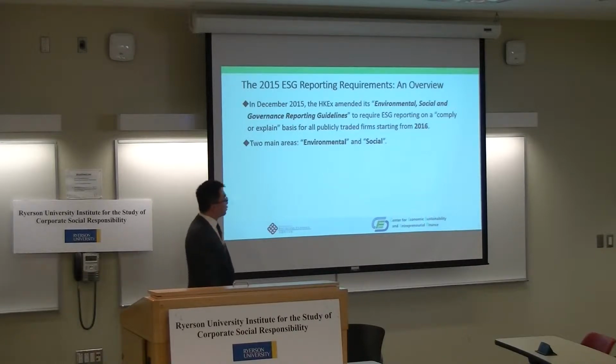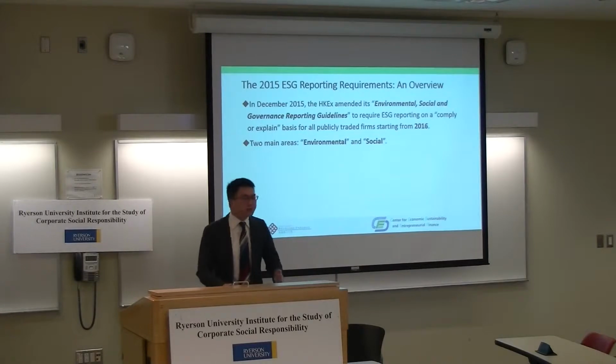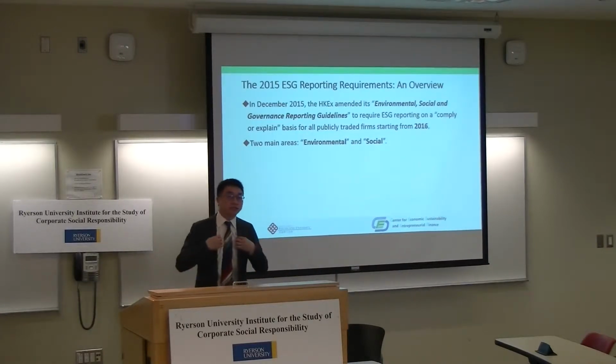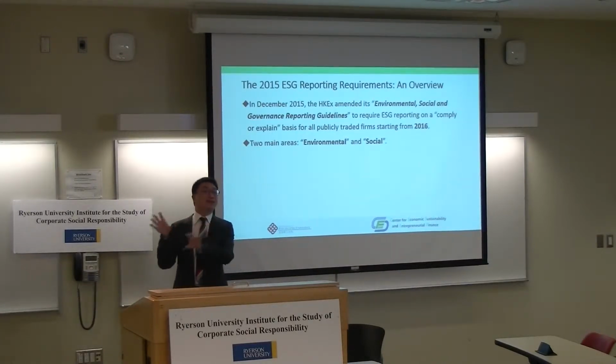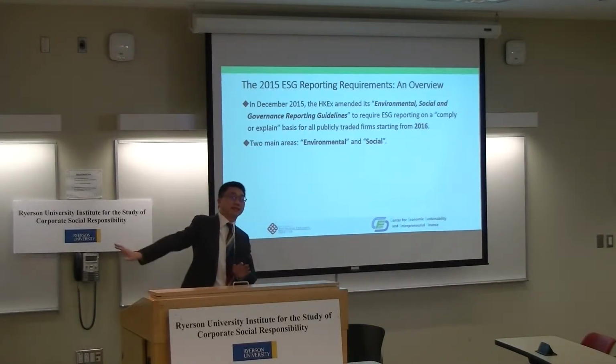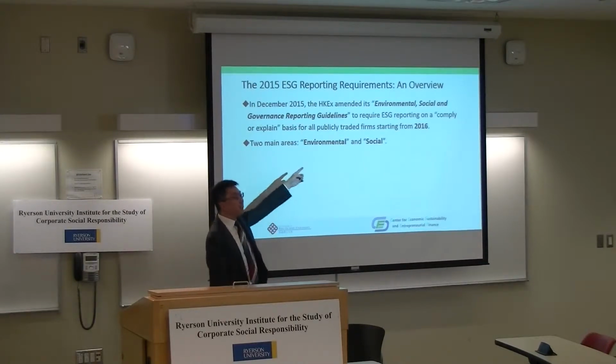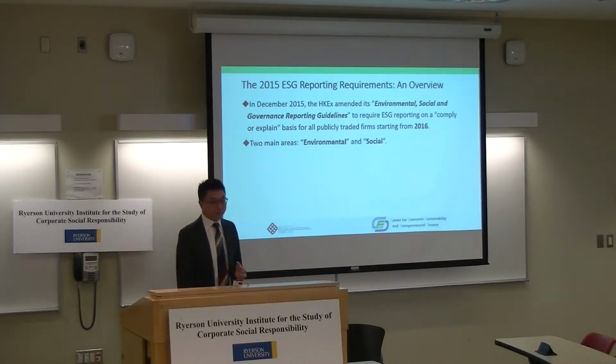There are two main areas: environmental and social. You may ask, where is the governance aspect? Actually, the Hong Kong listing rule already has a corporate governance code, so the governance aspect is regulated separately. Although its name is ESG, it is mainly on environmental and social aspects.